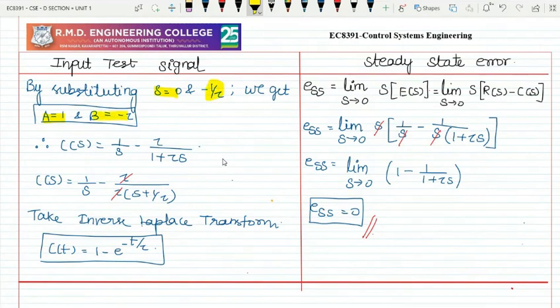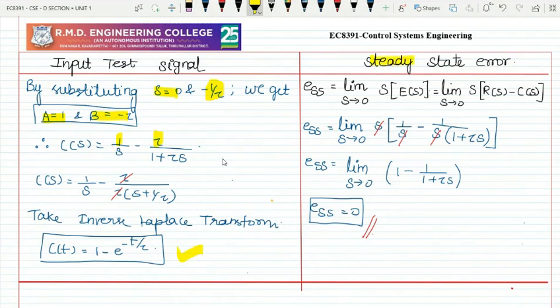So we know the partial fraction procedure. Afterwards, we have to substitute the values of A and B. Then I am taking tau common outside. Thereby, after taking the inverse Laplace transform, my final answer will be 1 minus e power minus t by tau. Then the next step is to calculate the steady state error.